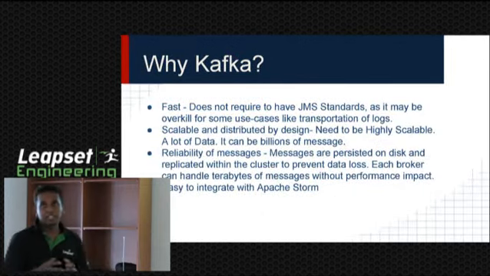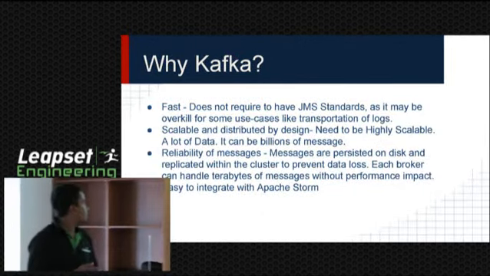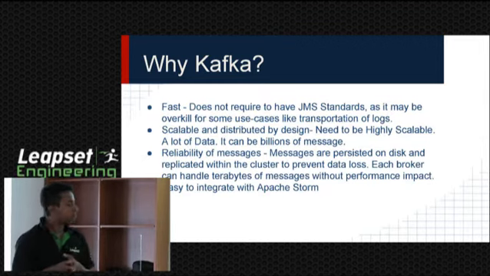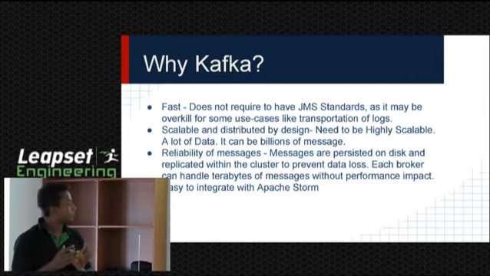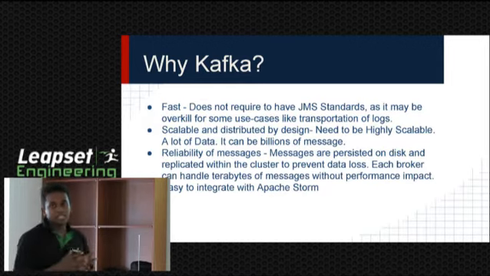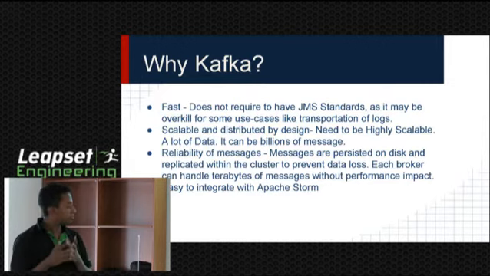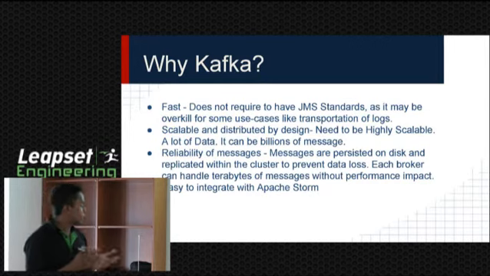So why Kafka? Why not any other ordinary messaging system? The main reason we are using Kafka is because of its speed. It has benchmarks to store and retrieve millions of messages per second. Also, it is distributed by design, so we can easily scale up and down. Also, it provides reliability guarantees, and it provides good support to integrate with Apache Storm. I will be explaining Storm in the next slides.